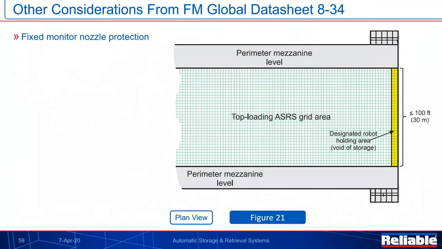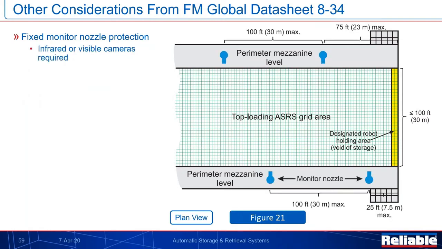Other considerations for this type of system include the need for fixed monitor nozzle protection. FM would like to see this installed in the facility. And with that, again, comes the need for infrared or visible cameras. Now, they're going to give you three options to skip this whole thing, the fixed in place monitor nozzles on the perimeter mezzanine level. The first is vertical barriers that are no greater than 100 foot maximum dimension. So we'll start subdividing this system up here.